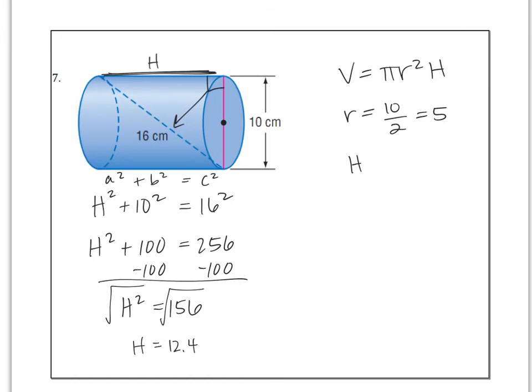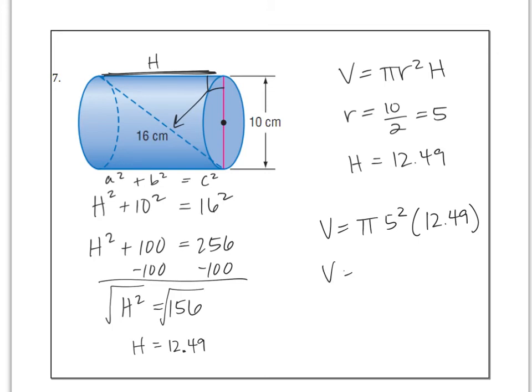12.4899. So I'll just say 12.49. And let's see, is that all we need? We have our r, we have our h. Yeah, that's all we need. So volume is going to equal pi times 5 squared times 12.49. And go ahead and type that into your calculators. I just left the whole decimal for 12.49 in my calculator and built off of that.